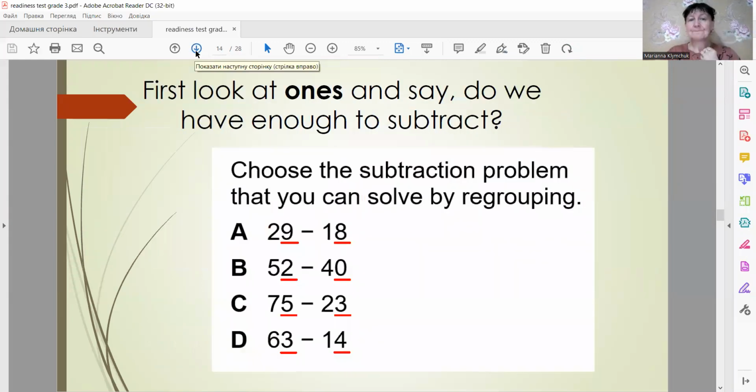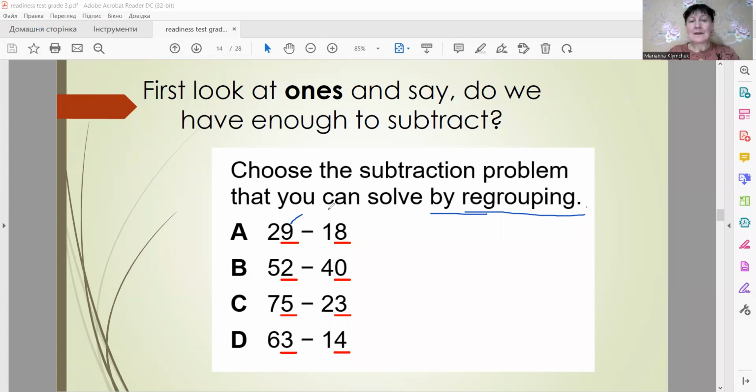So first, to answer the question, do we need to regroup or not, we look at ones and say, do we have enough to subtract? Okay, and we have a task like this. Choose the subtraction problem that you can solve by regrouping. By regrouping, that means that you need to borrow. You need to take, okay? And we analyze every equation and decide, do we need to borrow or not? If yes, this is regrouping. If not, not regrouping.